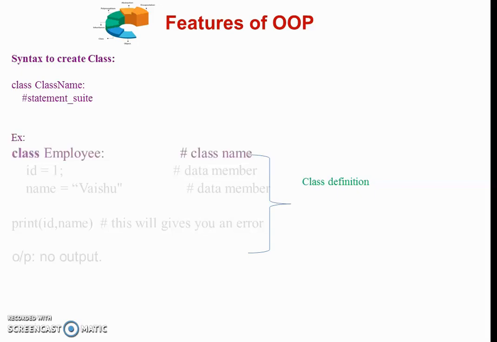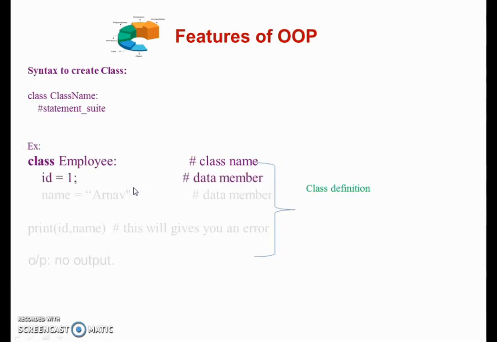I created here one class whose name is employee. Then I defined two data members, that is, variables inside the class. Those are known as class variables, and I just initialize the values: id is equal to 1 and name is equal to a name. Now I want to access these two data members outside the class. So after that I wrote one statement using the print function, print id and name. But this statement will not execute, it will give us an error.